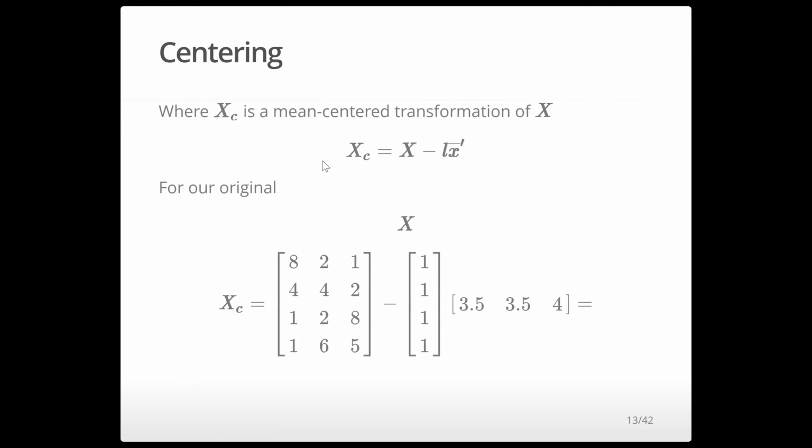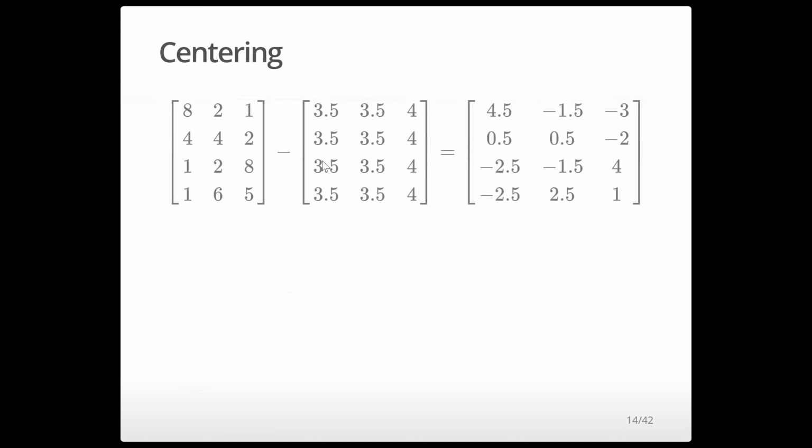And so this is what that looks like. We're going to say XC is centered X, and it equals X minus L times X bar transpose. We can see what that looks like for our original X. We subtract our vector of ones times our transpose mean vector. So we have our 4 by 1 vector of ones times our 1 by 3. That's going to give us a 4 by 3, which we can subtract. And so you can see what it does is it just essentially expands our means. So each column is just the mean of that column repeated. And that gives us our centered matrix.